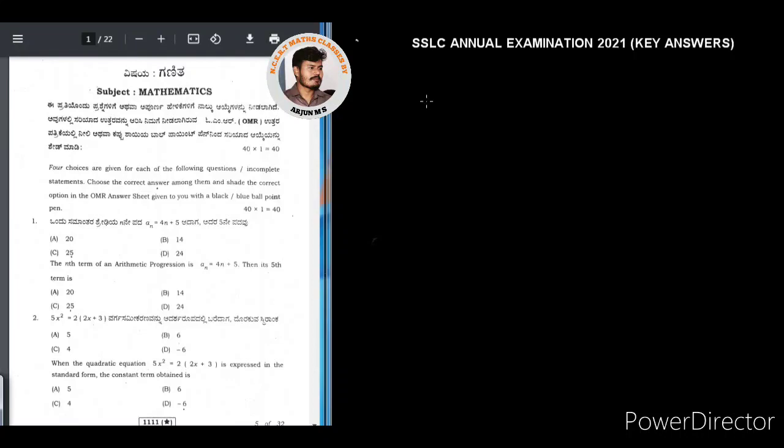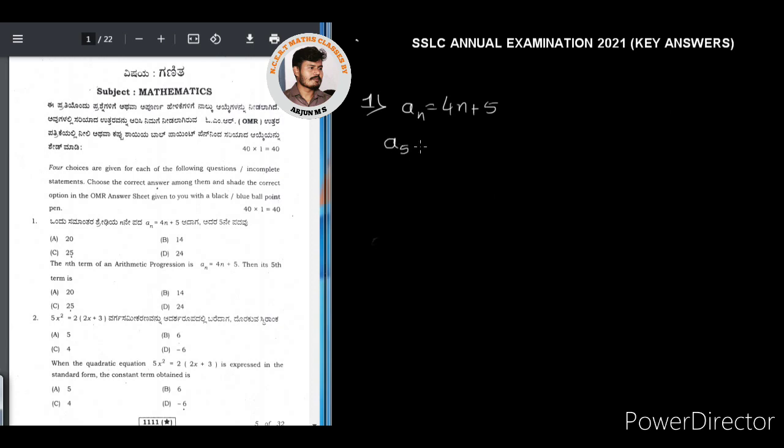So today we are going to discuss the key answers regarding your SSLC annual examination, particularly the MCQ based question paper 2021. Okay, so take down the first question. Just observe carefully. In that question, they have given the nth term of an AP. The nth term of an AP, arithmetic progression, an is equal to 4n plus 5. Then its fifth term is, they are asking you to find the fifth term of this AP.